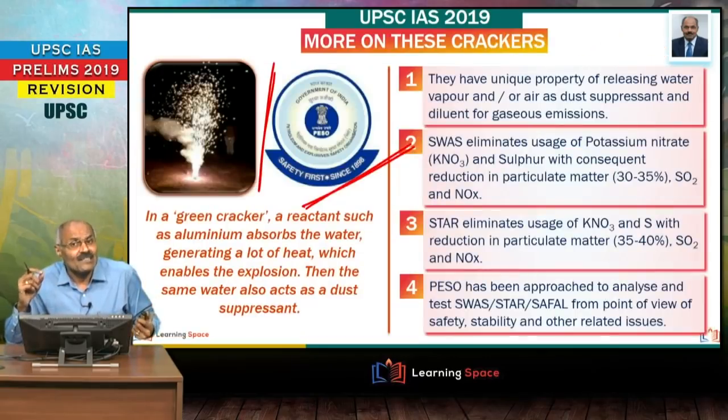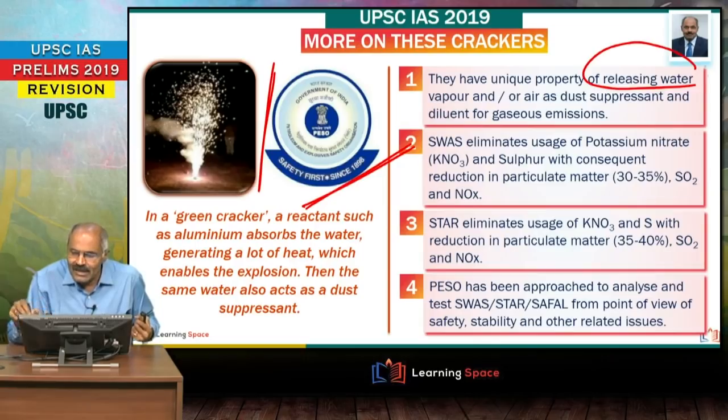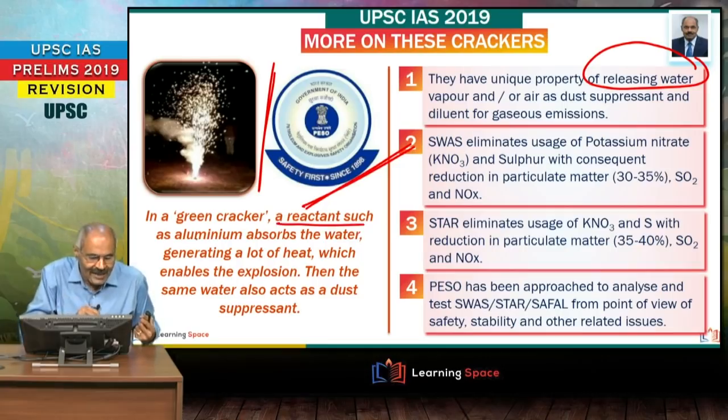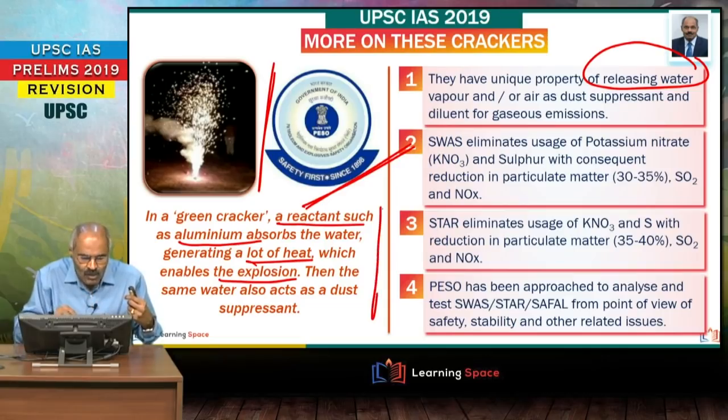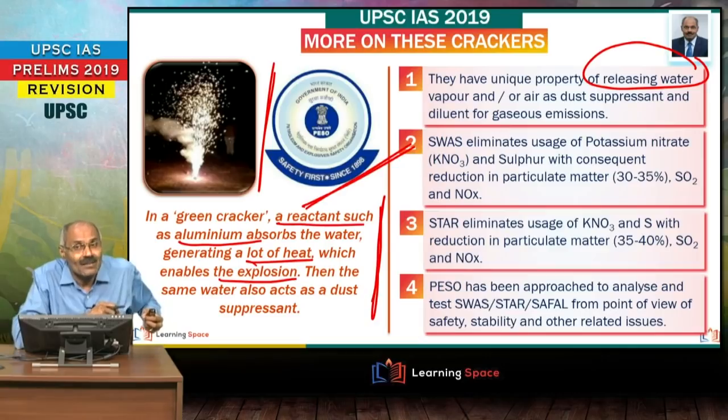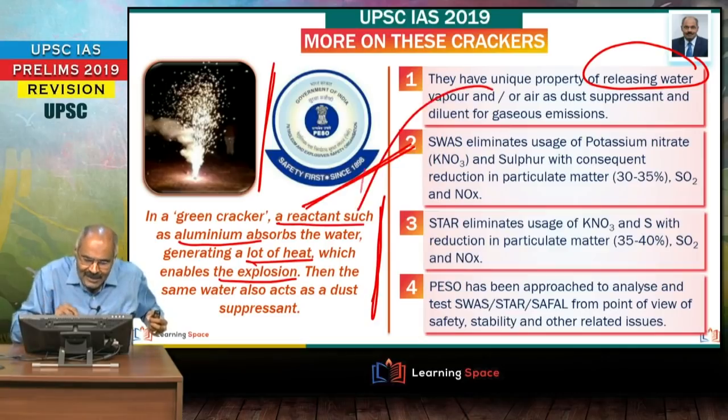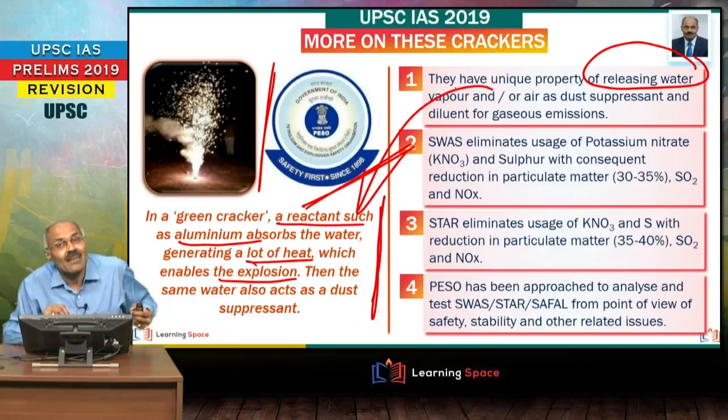And friends, what is the mechanism? They have a unique property of releasing water vapor, and here in a green cracker, what happens? A reactant such as aluminium absorbs water and generates a lot of heat, which enables the explosion. Then the same water will act as a dust suppressant. This is the mechanism. Please read these two statements at a time.